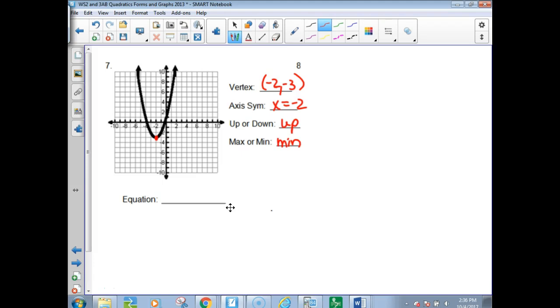We're not doing this yet where you write the equation. This should have been taken off. We're not doing that yet.